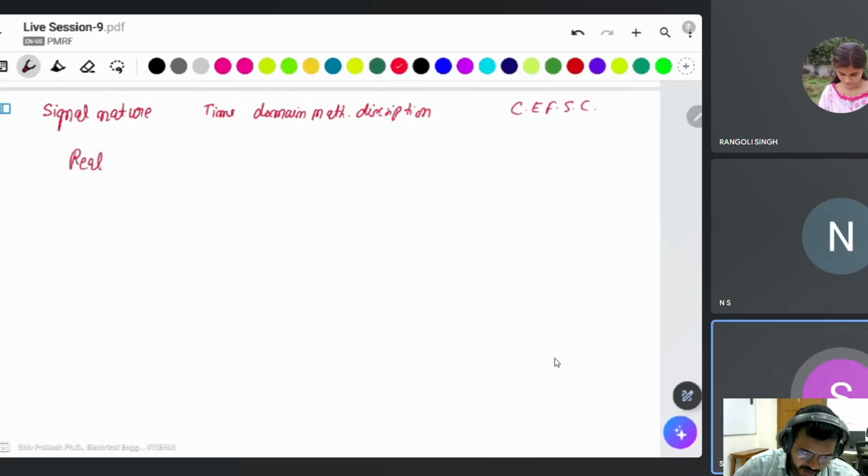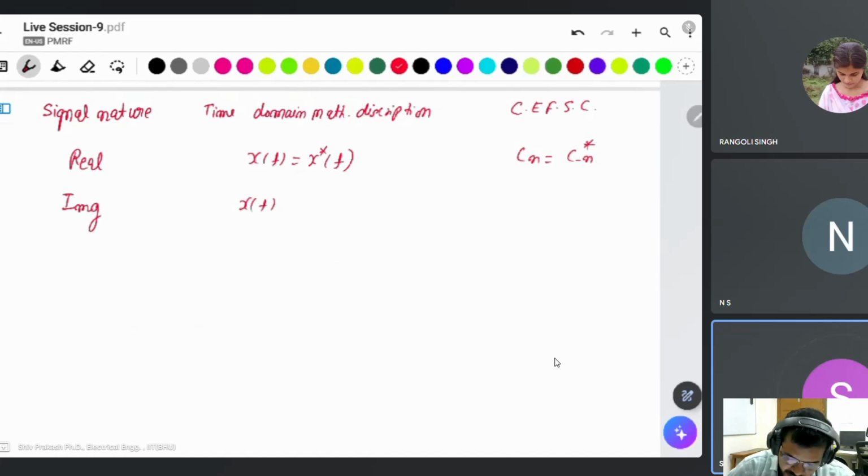If a real function is there, real means that x(t) and the conjugate of x(t) are the same. The same thing here also: Cn is equal to the complex conjugate of C-n. If it is only imaginary, then for the imaginary function x(t) is equal to minus of its conjugate. If you take the conjugate coefficient, it is negative. Same thing here: Cn is equal to minus of C-n conjugate, the negative complex conjugate.